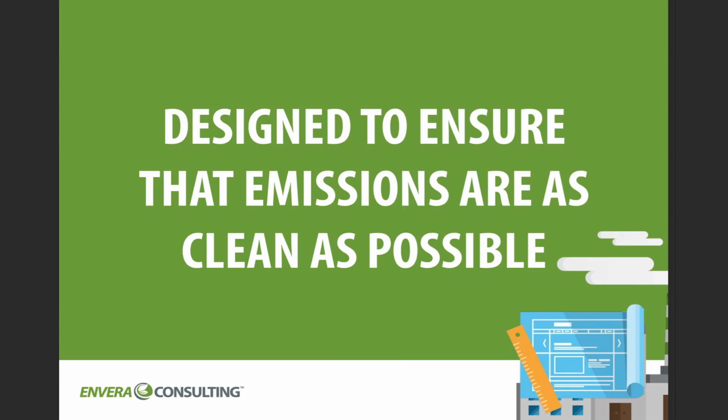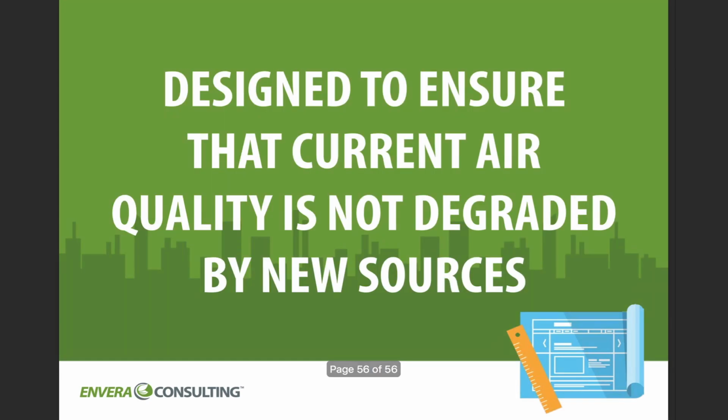We also talked about how the permitting process as a whole is designed around the new source review program, which ensures that, number one, emissions from a new source of air pollution are as clean as possible. And then number two, it is designed to ensure that current air quality is not degraded by new sources of air pollution. And so with that, we'll close out Module 1, and we'll see you in Module 2, where we'll talk about the components of a permit application, as well as have a little discussion about new source review. We'll see you in Module 2.